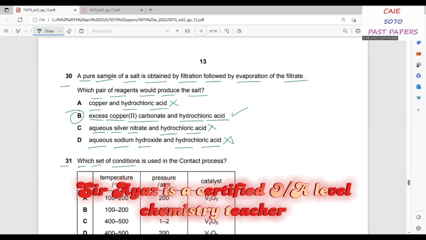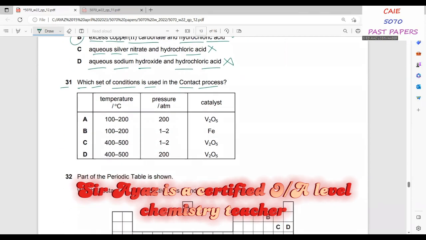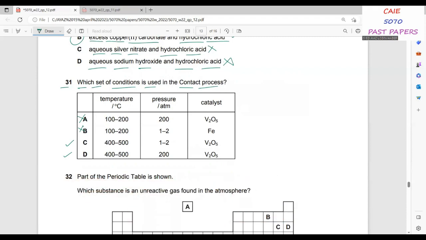31, which set of conditions is used in the contact process? This is related to rote learning. You can have either C as correct answer or D. Both A and B are incorrect, because the temperature conditions are between 350 to 500 degrees centigrade, and the pressure will be from 1 to 2 atm. So C looks correct to me because the catalyst written is V2O5 here. Yes. So C will be the right answer. D, in D, the pressure is 200 atm, which is incorrect. So only C will be the right answer.